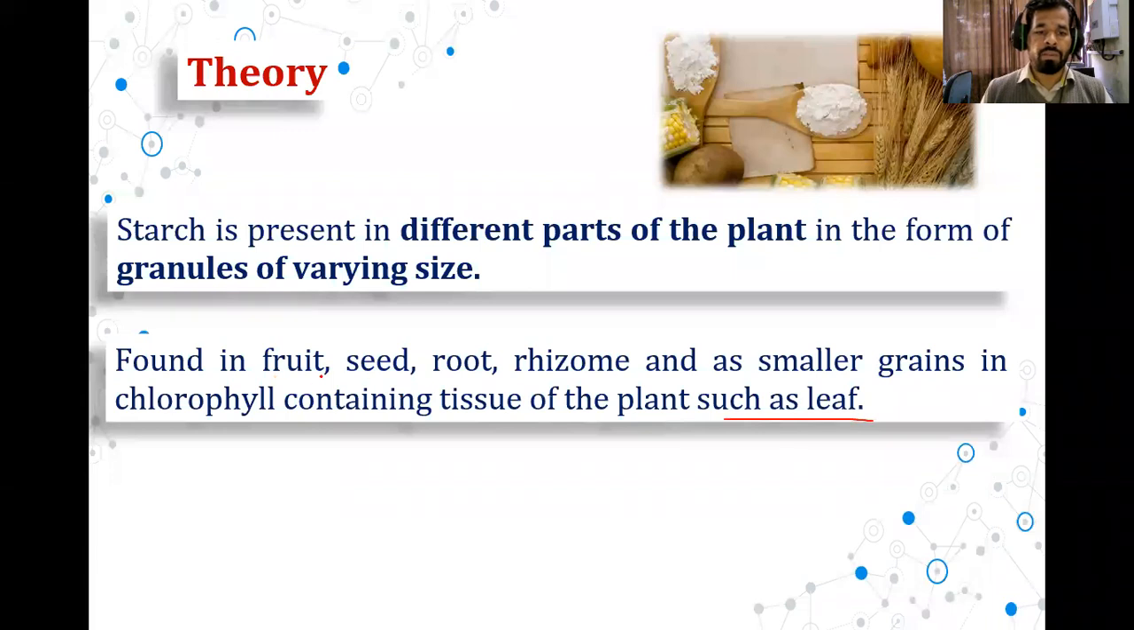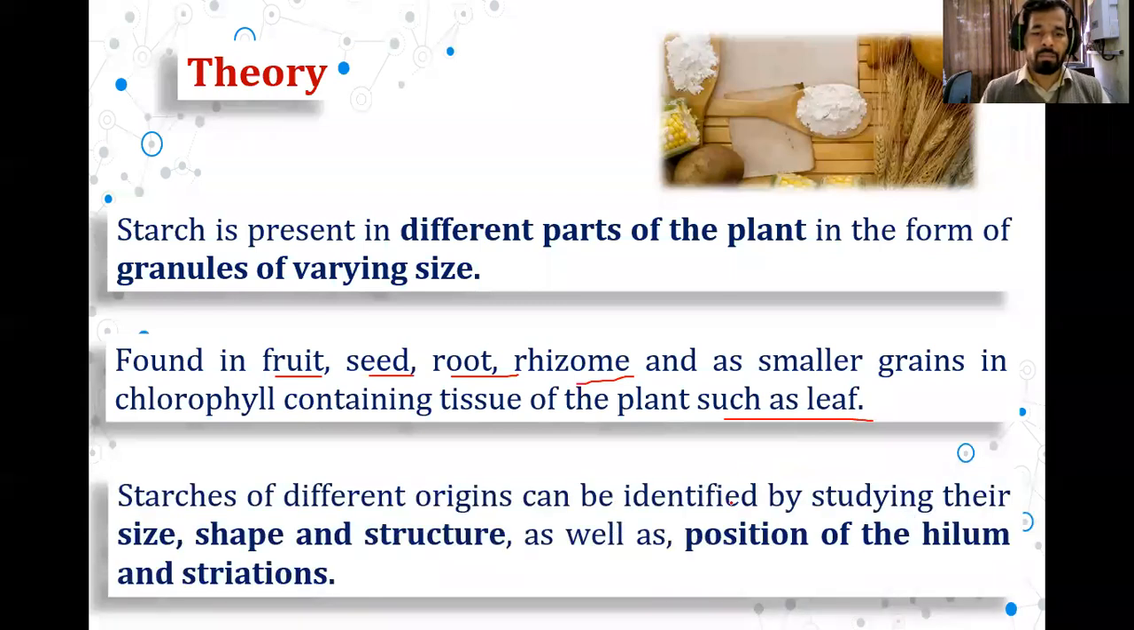Fruit, seed, root, rhizome, etc., these are all parts of the plant in which you will find the presence of starch grains, as well as in chlorophyll-containing tissues like the leaf. Chlorophyll is present in the leaf, as well as in a few stems also. So where chlorophyll is present, there is a presence of starch grains.